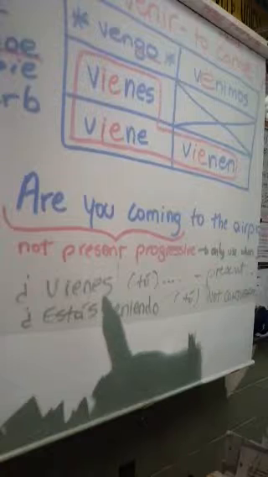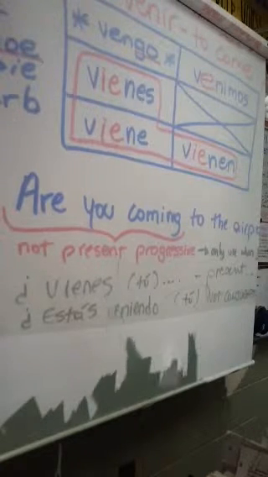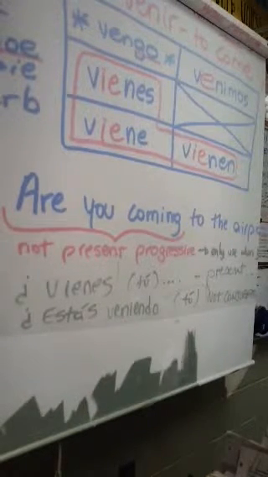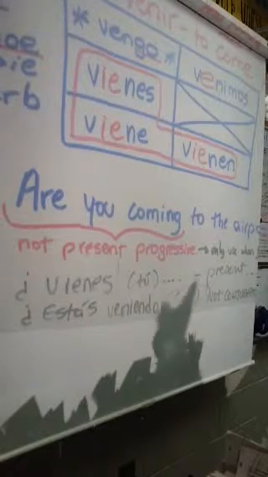Vienes can mean, do you come or are you coming? Doesn't have to be present progressive. That's only if it's happening right this second.